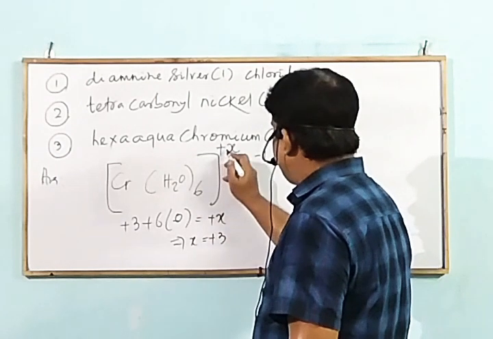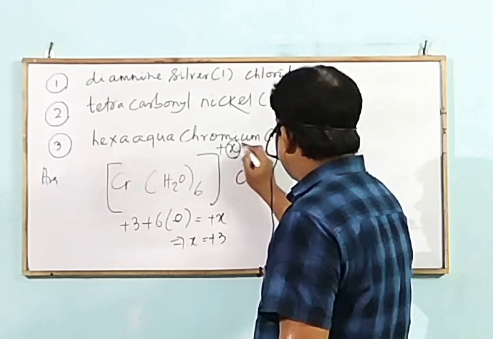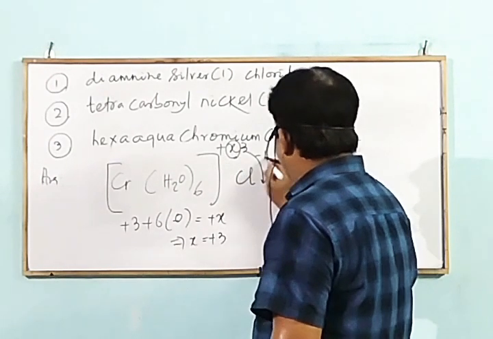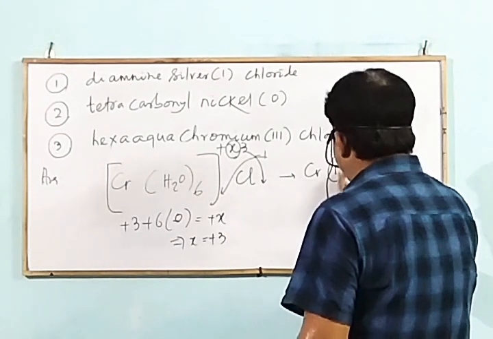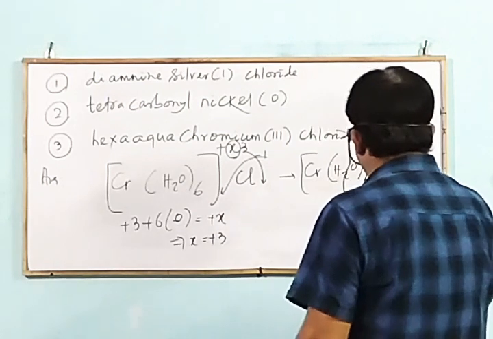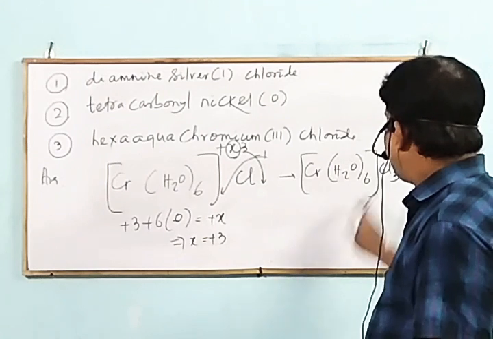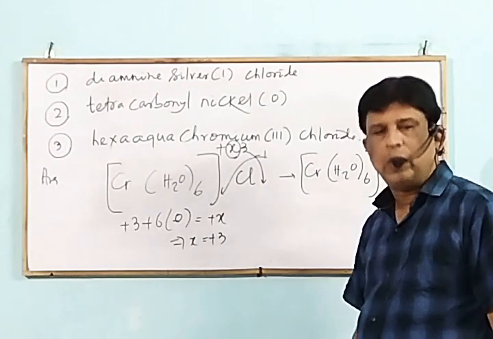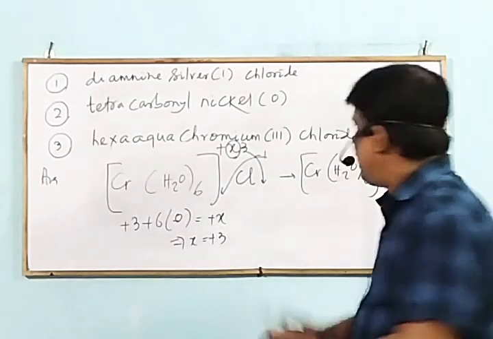Now it is plus 3. So in place of X we write 3. So 3 moves to this side, 1 moves to this side. So the formula is [Cr(H2O)6]Cl3. The name is hexaaqua chromium 3 chloride. Let us discuss another one.